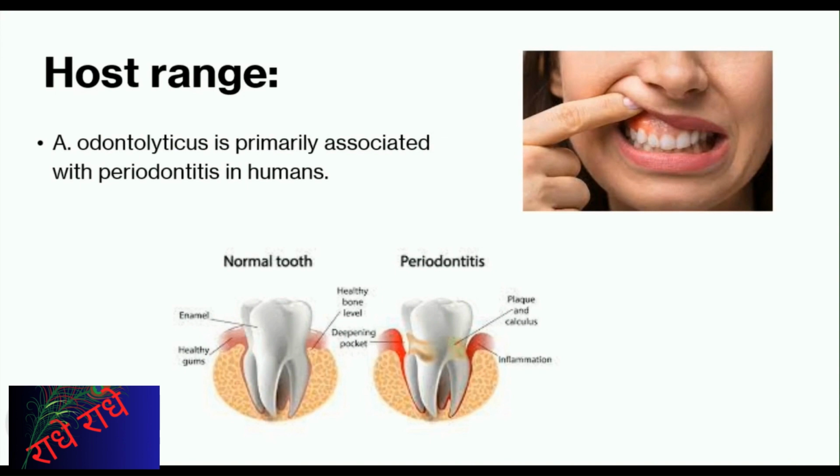Studies show that odontolyticus has a narrow host range, with it only being found in humans. This suggests the bacterium specifically targets humans and is not seen in other organisms.